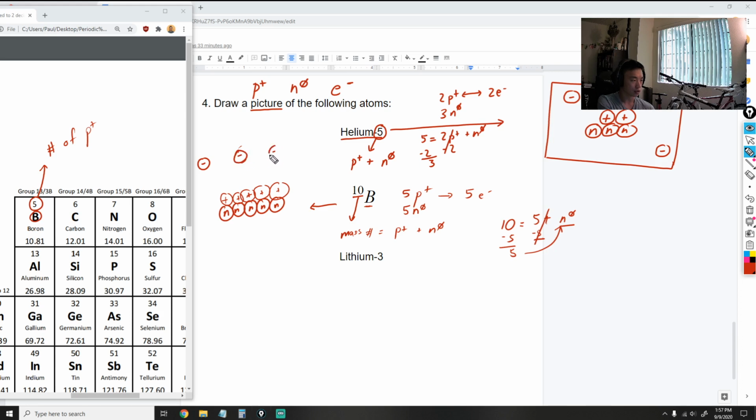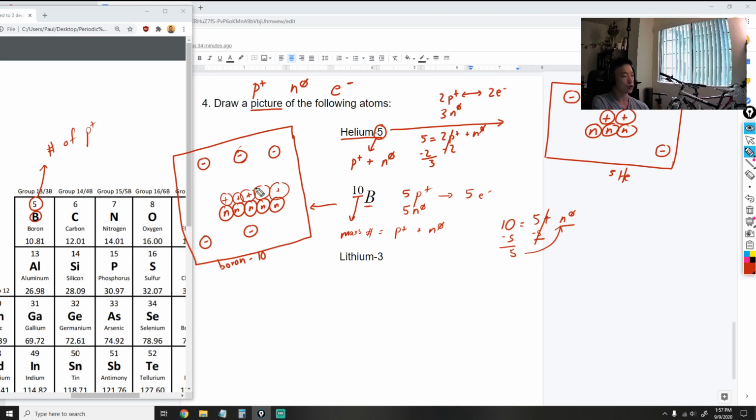Just make sure that around the nucleus we have 5 electrons. You can draw them wherever, just make sure they're surrounding the nucleus. And there you go, that's going to be our picture of 10B. We can write the name if you want, boron 10. And the symbol for this one right here is going to be 5He.